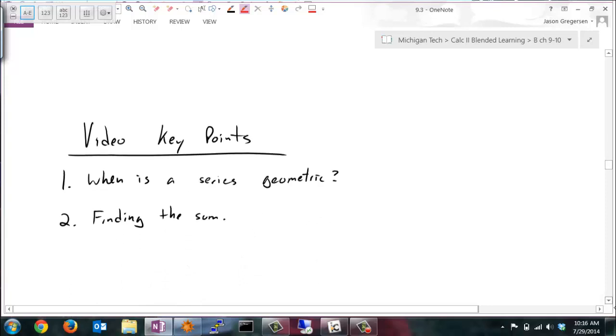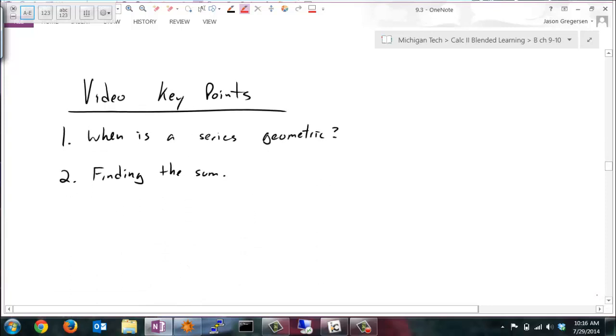We had a couple big ideas in the video here. When is a series geometric? So the first thing is, given some series, we have to identify that it is a geometric series before we try to find the sum. So first we have to identify it. So a geometric series can be written as the sum from i equals 0 to infinity of a times r to the i.